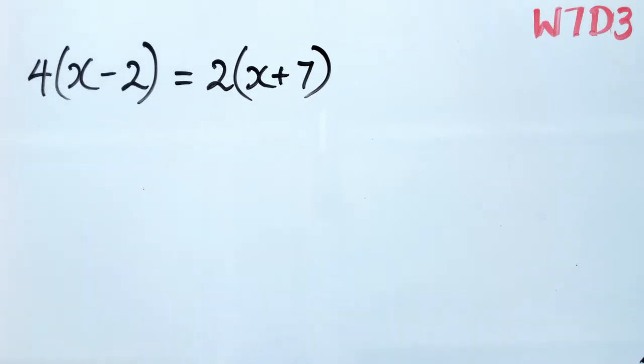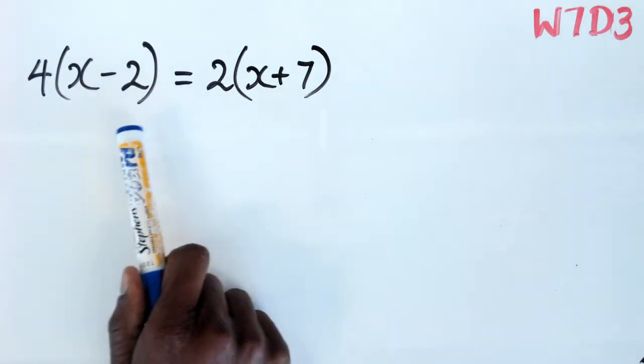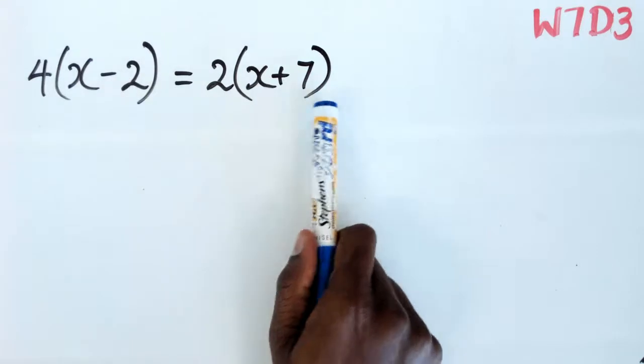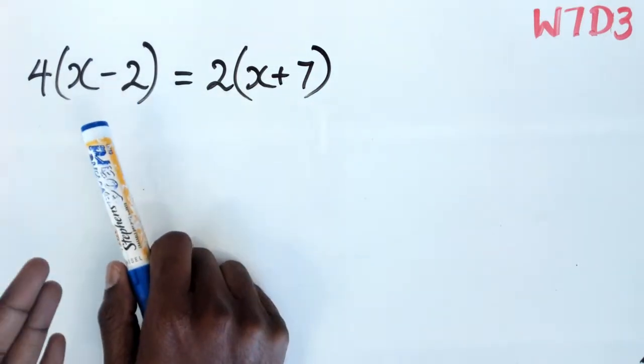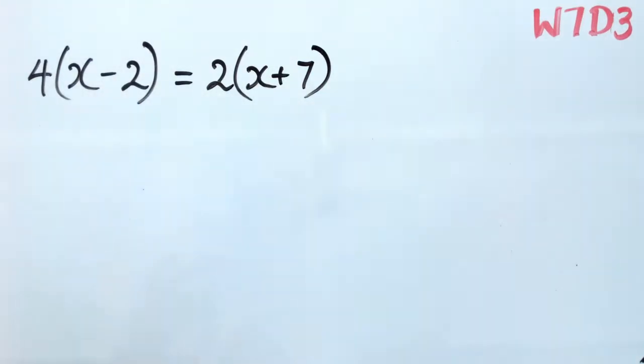So let's get started. Now the last two videos that you would have watched, we were doing expanding expressions, but now we've actually got one expression equals another expression. So we've got to expand it first to get rid of the brackets, and then we've got to rearrange and solve it. Now this is very similar to what we did last week, or building up on last week.